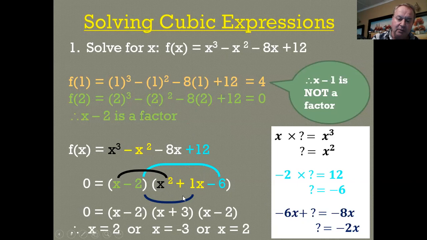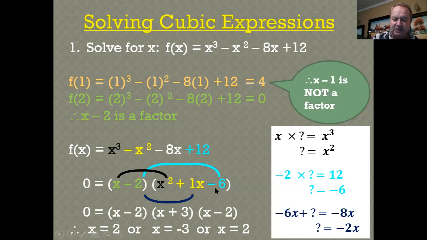So for the middle term, I need to get -2x. So -2 times plus 1x will give me -2x. Remember, it's first by last, and then second by the middle. And that must give you -2x, because -6x and -2x gives you -8x.